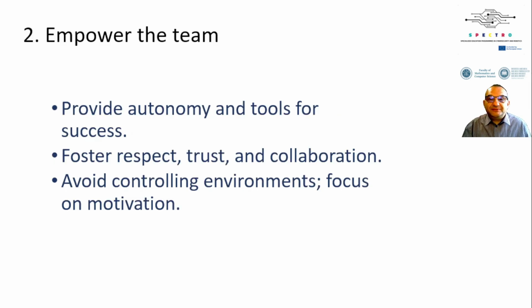The second Lean principle is empower the team. In Lean, the focus is on giving team members the tools, support, and autonomy they need to succeed. This principle emphasizes respect, trust, and collaboration among team members. A motivated and empowered team will consistently outperform a team that's micromanaged or restricted by rigid control. It's about creating an environment where healthy competition and open communication drive success.